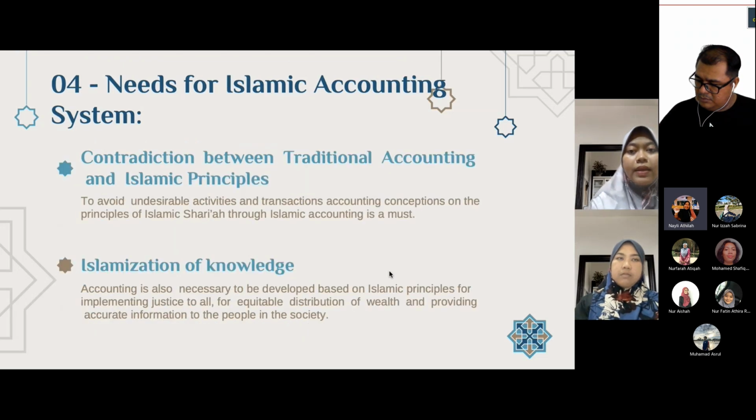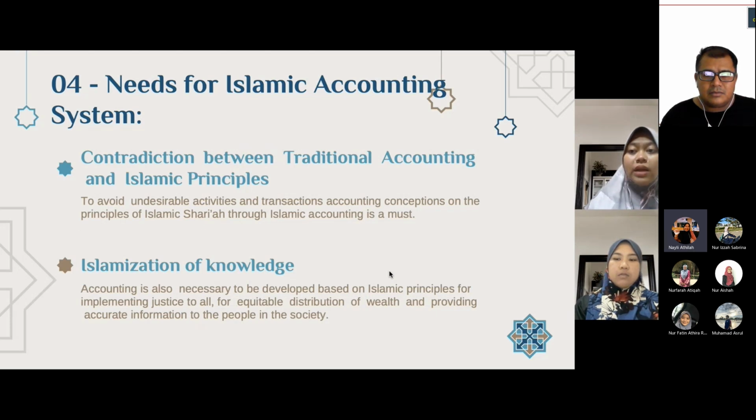Next slide. Next is the contradiction between the traditional or conventional accounting and Islamic principles. Macam Islamic accounting ni, dia punya basis is profit, while conventional accounting ni, dia punya basis ialah interest, which is completely haram and forbidden dalam Islam. Jadi untuk elak that kind of undesirable accounting practices, keperluan kepada Islamic accounting yang patuh pada syariah ni wujud and diperlukan. And lastly is the Islamization of knowledge.